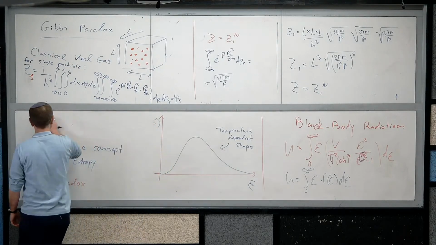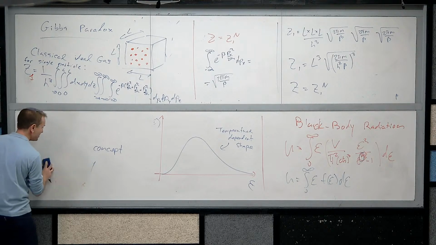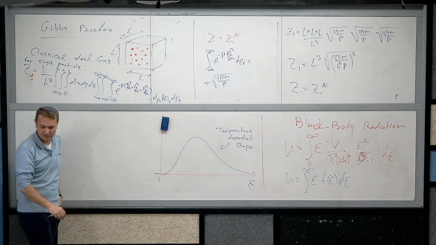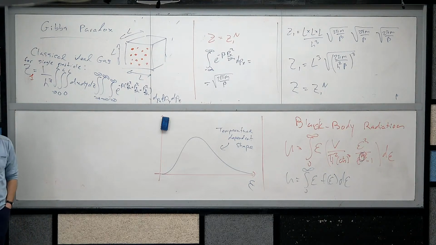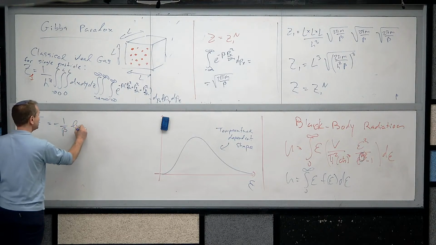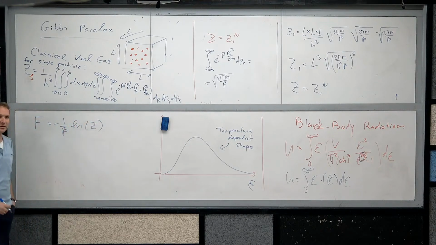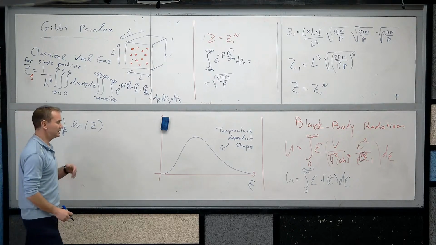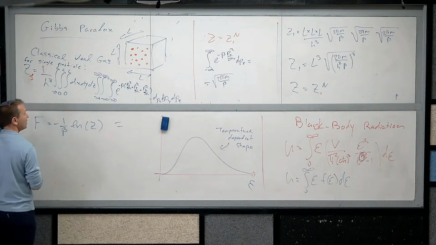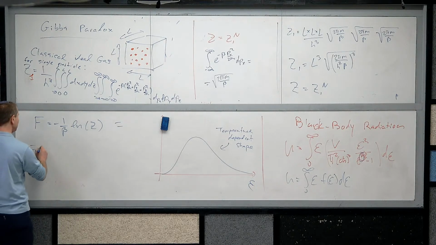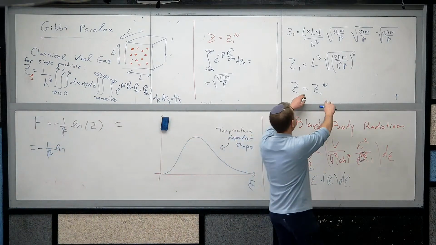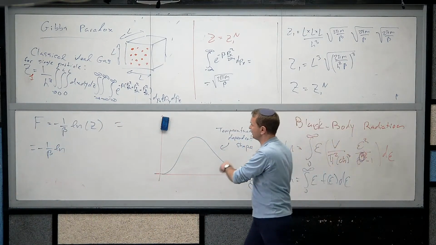Well, if we know Z, we can compute the free energy. Right? So what is the free energy? It is minus 1 over beta log of Z. This is the free energy for the canonical ensemble. Everything is nice. So let's see how it works. So it is minus 1 over beta log of whatever we have inside to the power n.